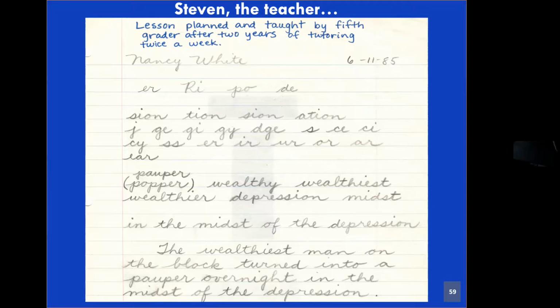I was impressed anyway. Then he gave me the phrase, in the midst of the depression. And my sentence: the wealthiest man on the block turned into a pauper overnight in the midst of the depression. Now that is a really well-integrated lesson plan. We never talked about writing lesson plans, but clearly he got it and he knew exactly what I was doing and did it better than I could. So I thought that would be a nice way to end.